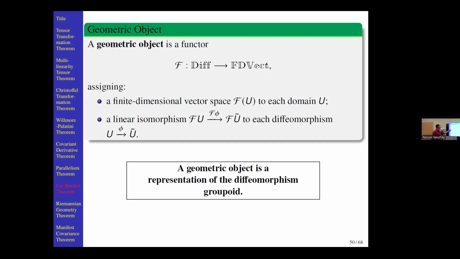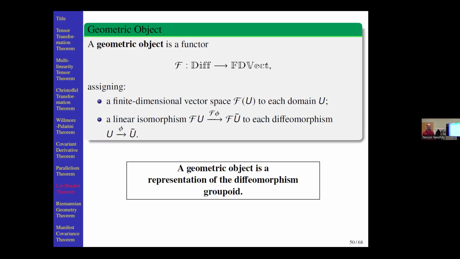It assigns a vector space to each domain, and using the Jacobian of the diffeomorphism, you get a linear map. So bottom line, a geometric object in general is a representation of the diffeomorphism groupoid. What's the advantage of that? I have not mentioned coordinates at all in defining a geometric object.